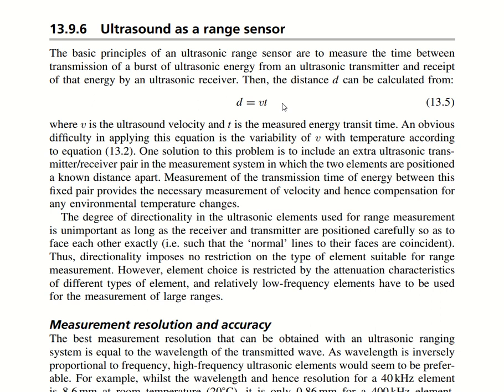Then the degree of directionality in the ultrasonic element used for range measurement is unimportant, as long as the receiver and transmitter are positioned carefully so as to face each other exactly, like the normal lines to their faces are coincident. Thus, directionality imposes no restriction on the type of element suited for range measurement, but the element choice is restricted by the attenuation characteristics of different types of element, and relatively low frequency elements have to be used for the measurement of large ranges.